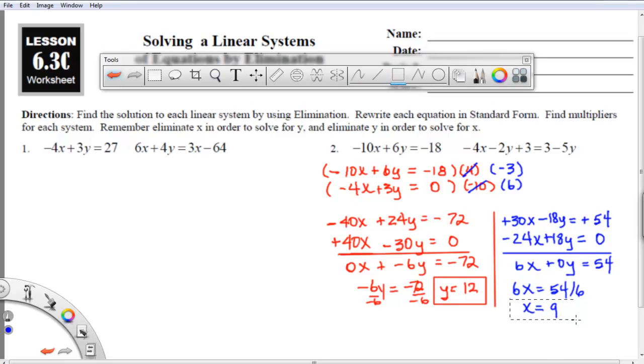So that's our solution to question number 2. So remember, when we write our ordered pair, the x comes first, so that ordered pair would be 9 and 12.